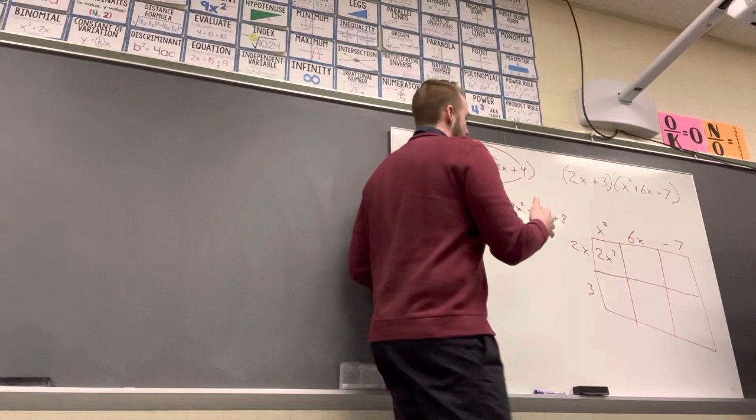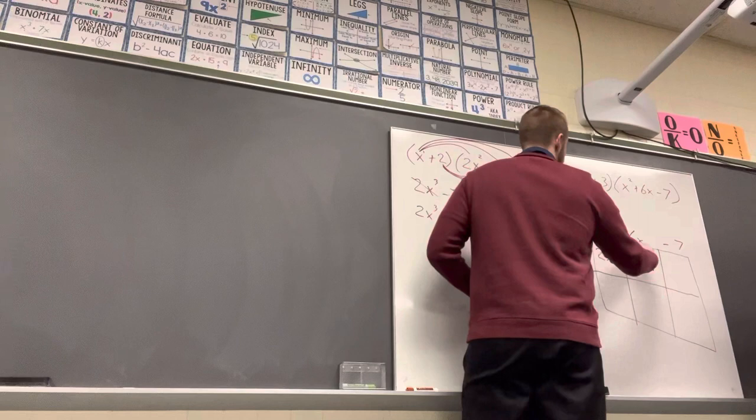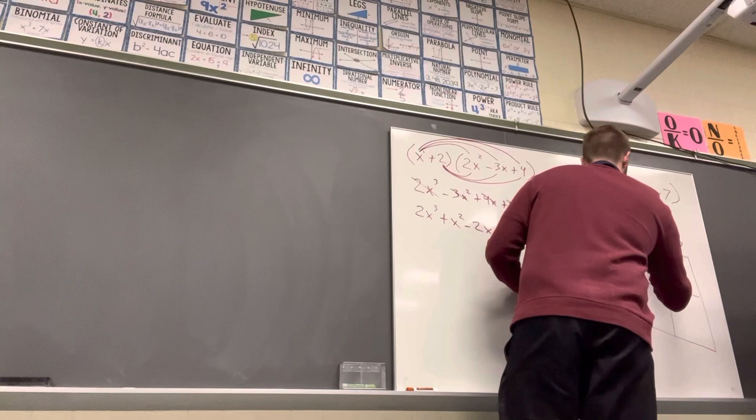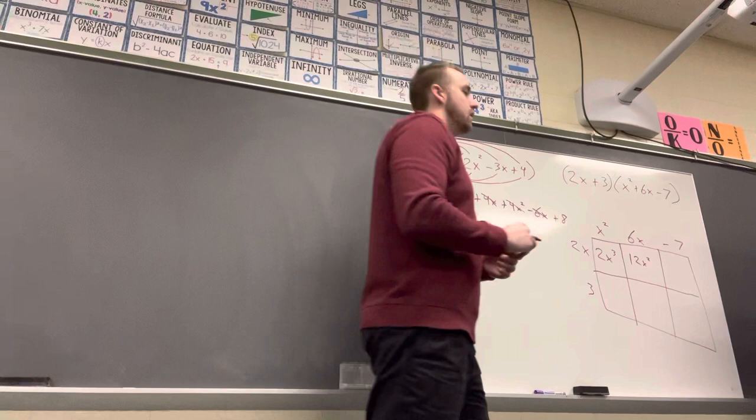Now the second box will be 2x and 6x. What's that going to give us? 12x. What? X times x gives us? X squared, right? So it's going to be 12x squared. Good. And then the last box is 2x and negative 7. That's going to give us what? Negative 14x. Good.